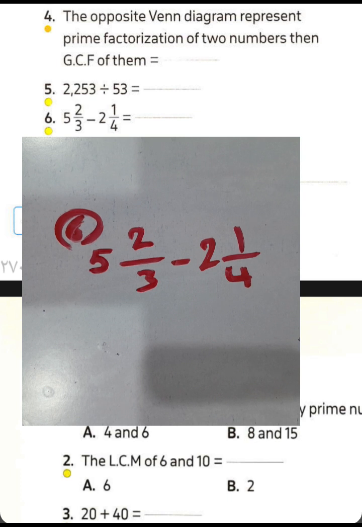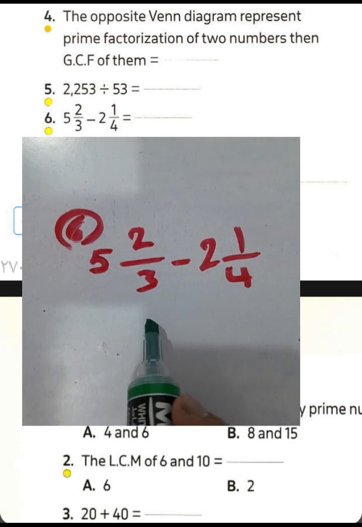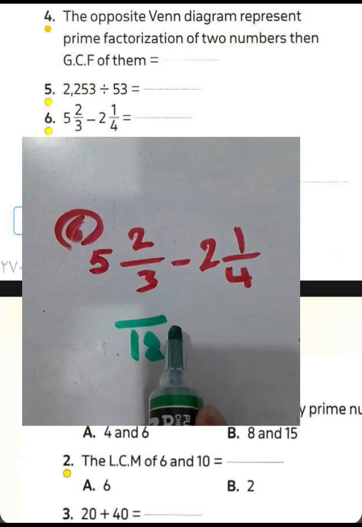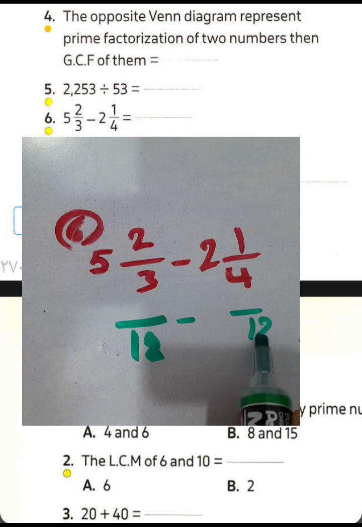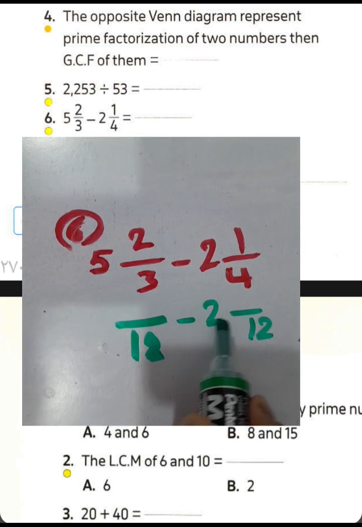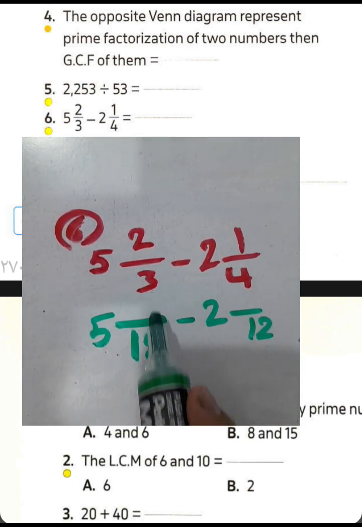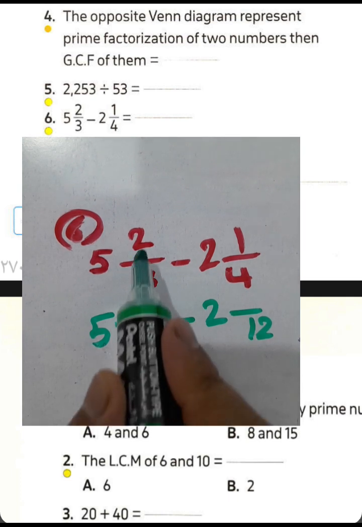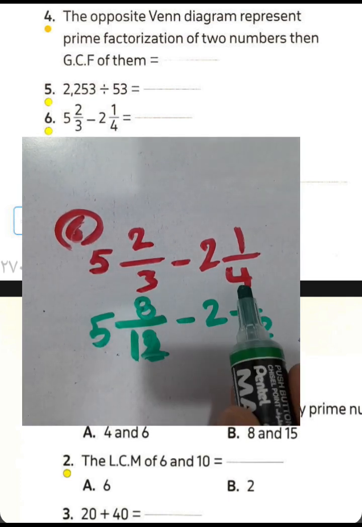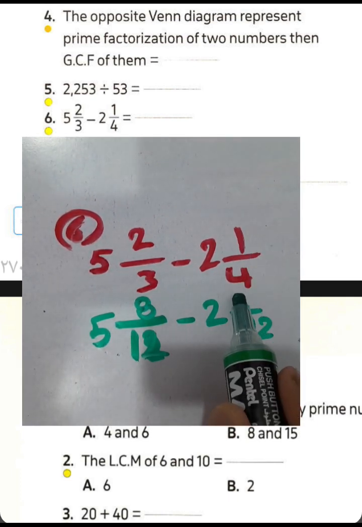8 can't be divided by 3. Then 8 plus 4 equals 12. Then 12 will be the least common multiple of the two denominators. Write 12 here and write the whole numbers outside. 3 times 4 equals 12, 4 times 2 equals 8. And 3 times 4 equals 12, 1 times 3 equals 3.